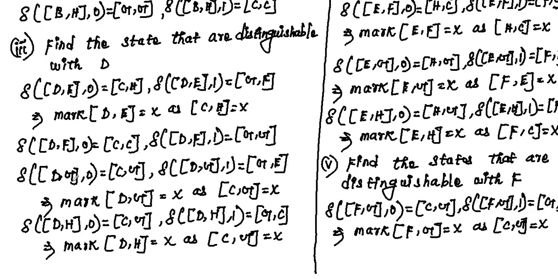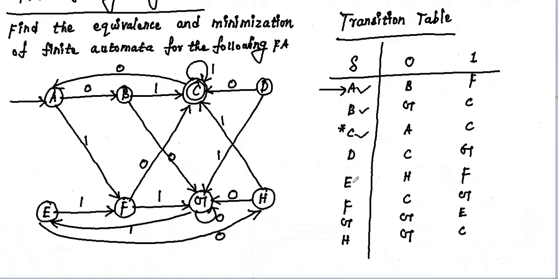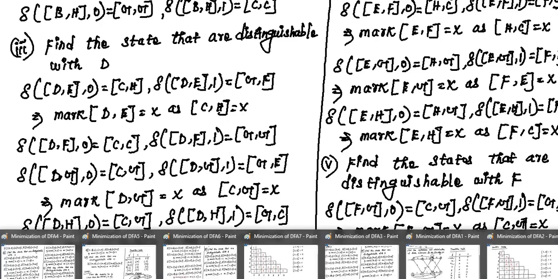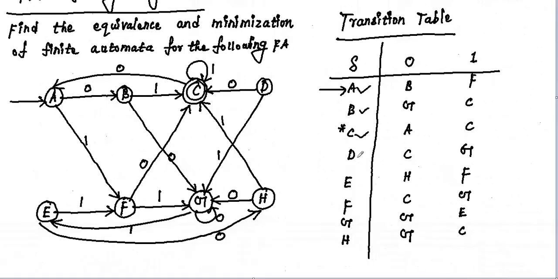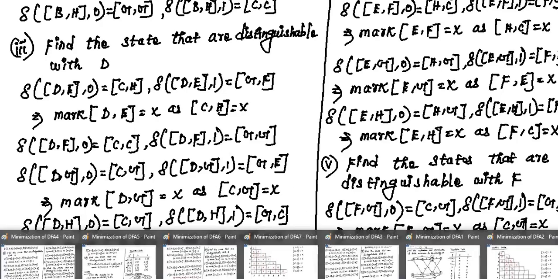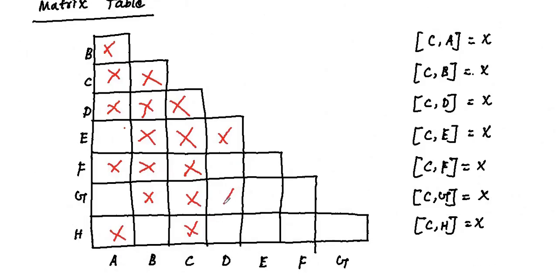Next pair DG, and apply input 0, 1. DG 0: look at the transition table. DG 0 is CG. Here you write CG. DG 1 means GE. Here you write GE. In these two answers, CG we already put a cross mark in the first step. Then mark DG cross mark because CG is cross mark. Here you put DG cross mark.